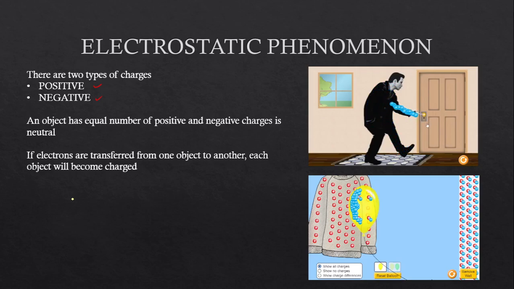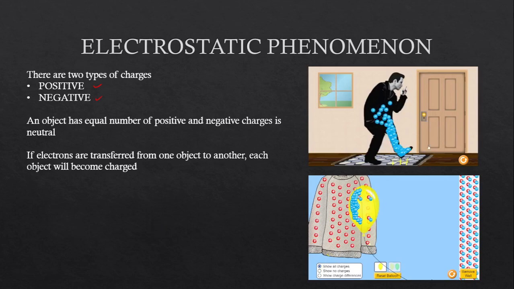We all have come across people getting shocked nowadays because of less humidity, because it's summer. We can see a person rubbing his foot on a mat. The mat transfers electrons to the person's body, and the mat will get slightly positively charged, whereas the person will get slightly negatively charged. So when the person touches the doorknob, the charges will get transferred and there will be a small shock.